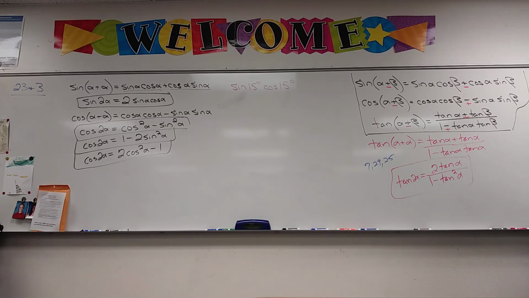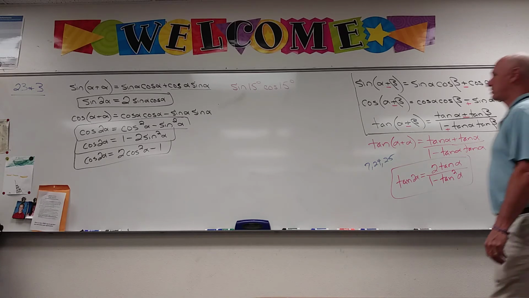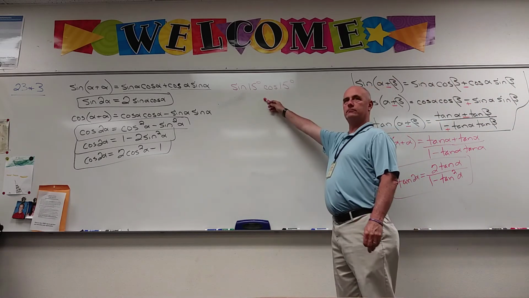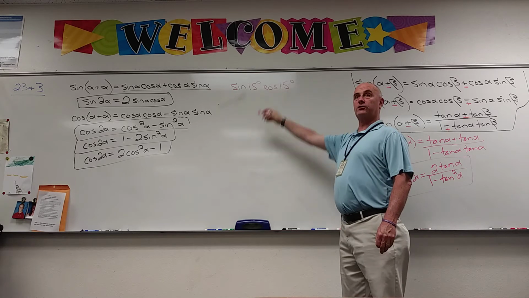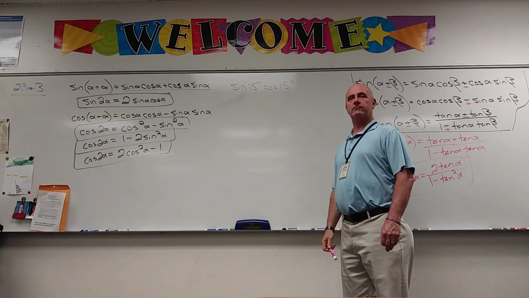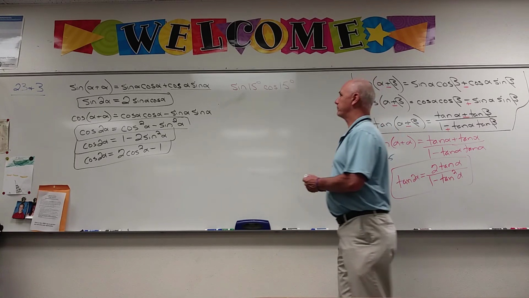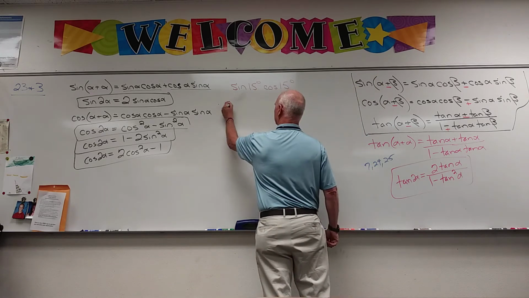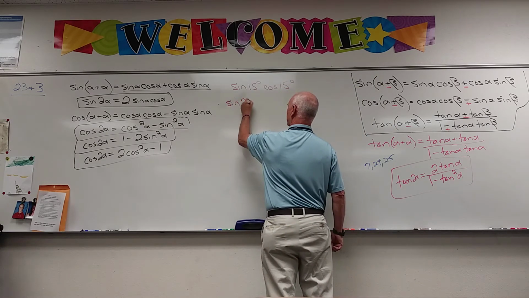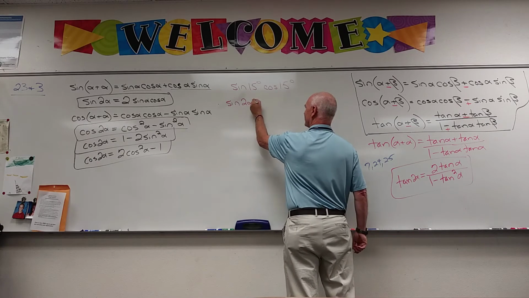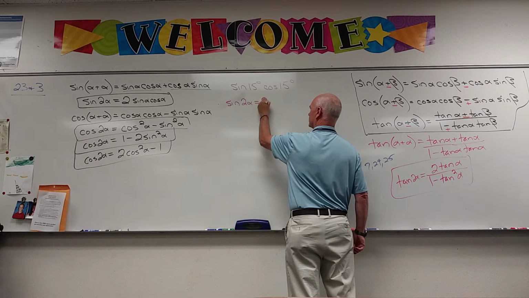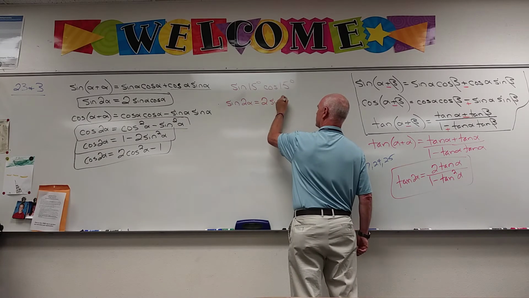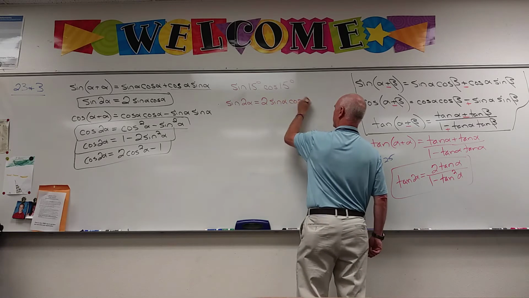Those formulas, the double angle formulas. Do you see something that looks like that? Do you see something that looks in the ballpark of looking like that? The first one says the sine of 2 alpha equals 2 sine of alpha cosine of alpha.